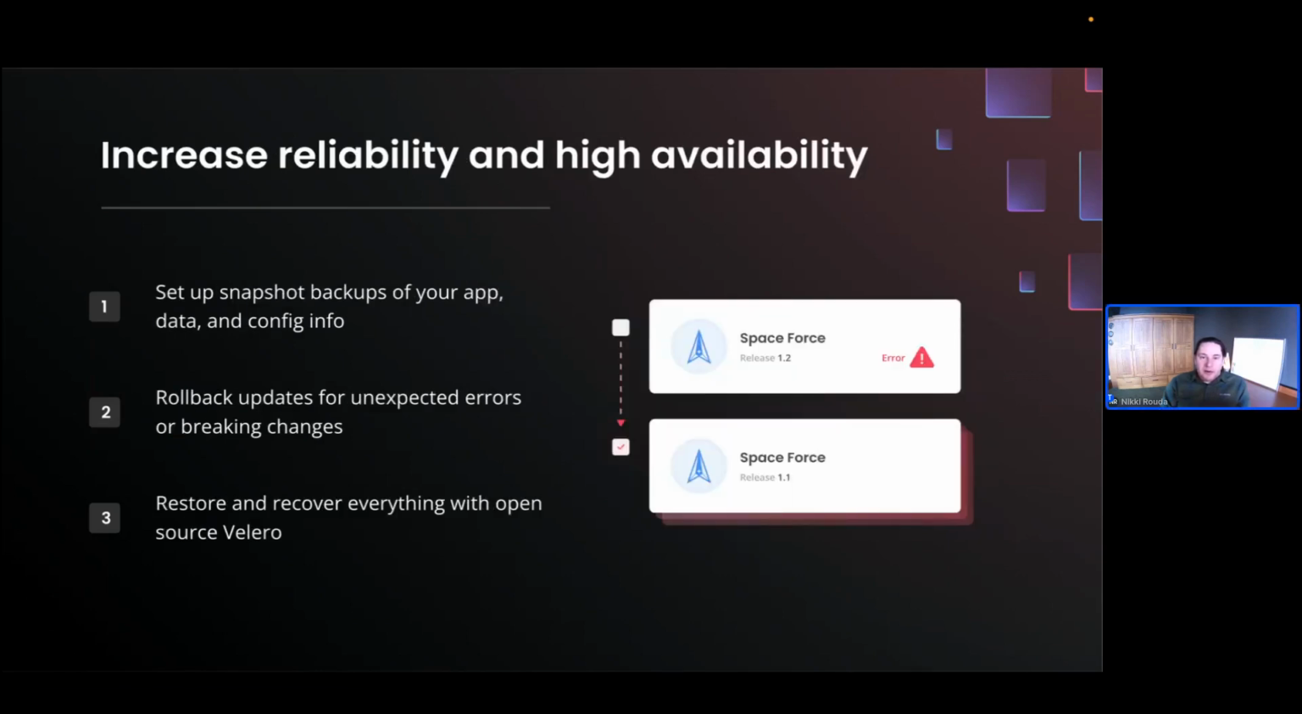Reliability and high availability are also very important to customers. We can, with our product, set up snapshot backups of your application, the data associated with config info. That lets you then roll back updates if there are unexpected errors or breaking changes. Oh, wait, we need to go back to the previous version of our Space Force application here. And we can restore and recover everything using, again, open source tool Velero.